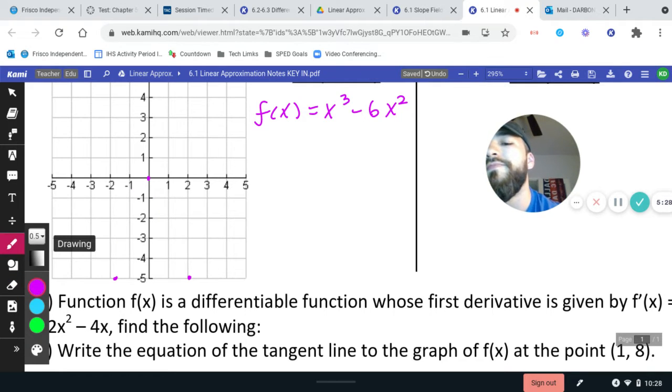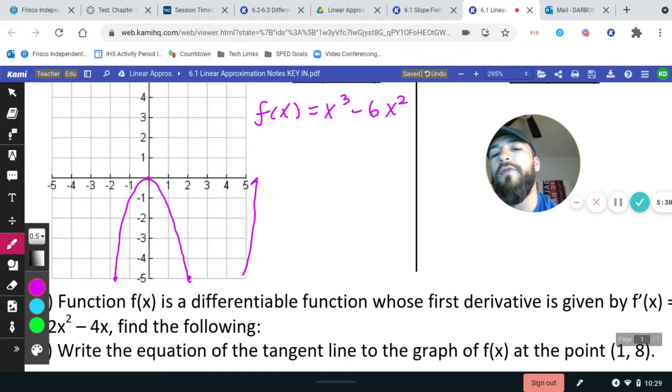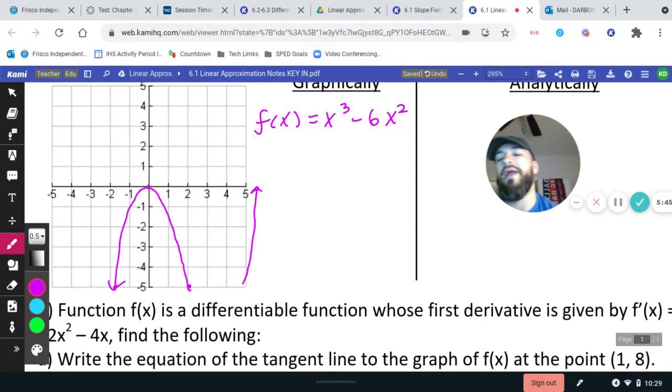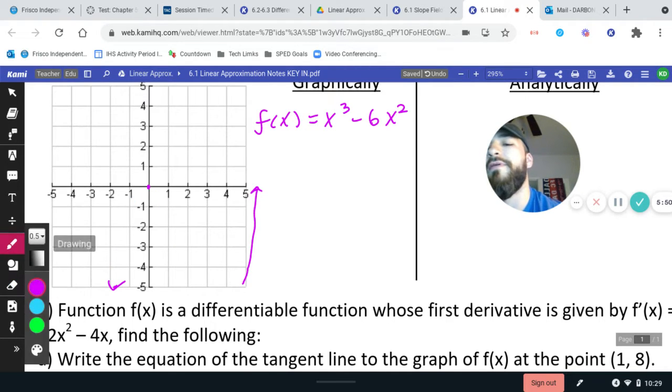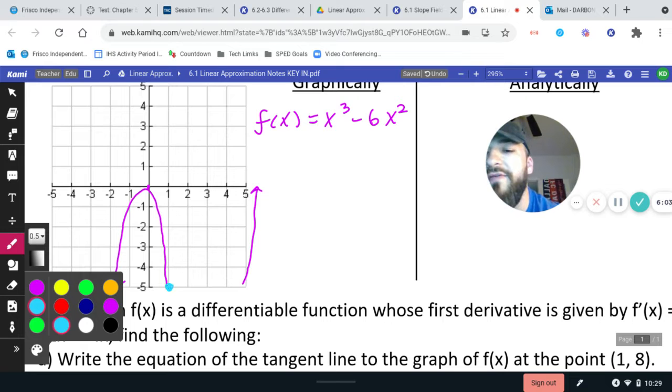So we're going to try that again. And it does eventually come back up like over there, that way a bit. Okay, so that is our function. And our point is at 1 comma negative 5, which I went a little bit too far over. I'm having a rough time drawing this graph. Yeah, more like that. Okay, so our point is right here at 1 comma negative 5.